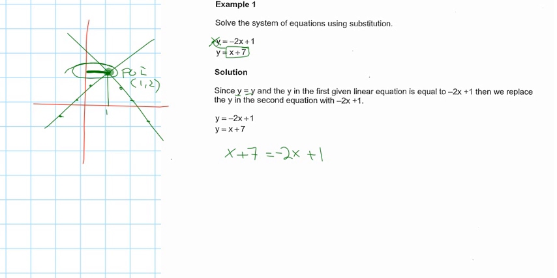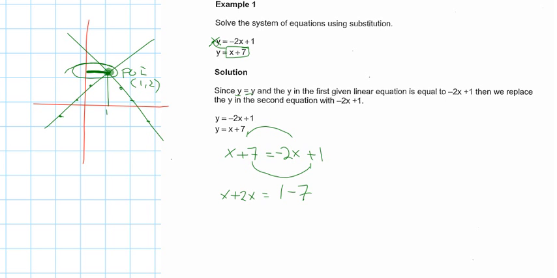That's right. So now you see that in this equation, I only have x and the numbers, right? I don't have any other letter, right? So what I can do is bring the x to this side and bring the 7 to this side, so I can have the x's on one side and the numbers on the other side. So that becomes x plus 2x equals 1 minus 7, right?